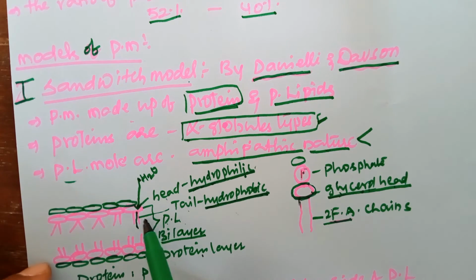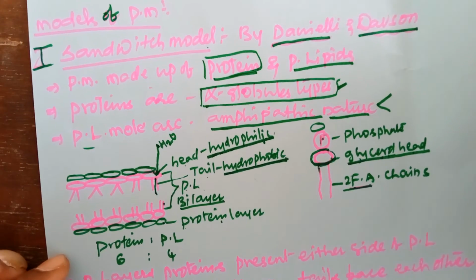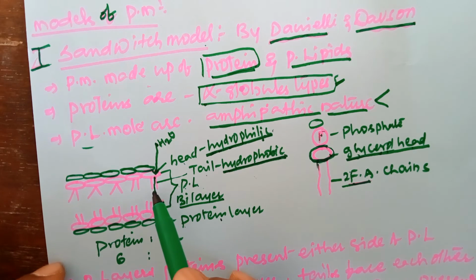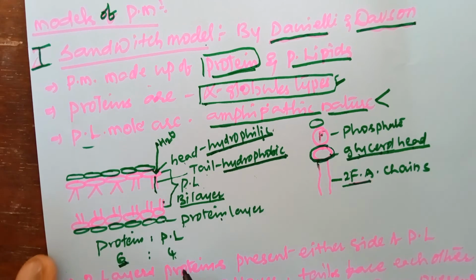So this is the nature of the plasma membrane, and the percentage of proteins and phospholipids in the plasma membrane or cell membrane is 6:4. So proteins are 6% and phospholipids are 4%.